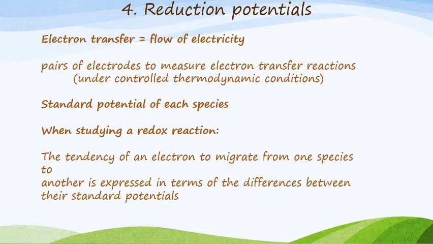And what happens when we study a redox reaction is we look at the tendency of electrons to migrate from one species to another, and it's generally expressed in terms of the differences between their standard potentials. I would encourage you at this point to revise your first year work, as I could ask material from your first year work, as it's a basis for what we're going to build onto.